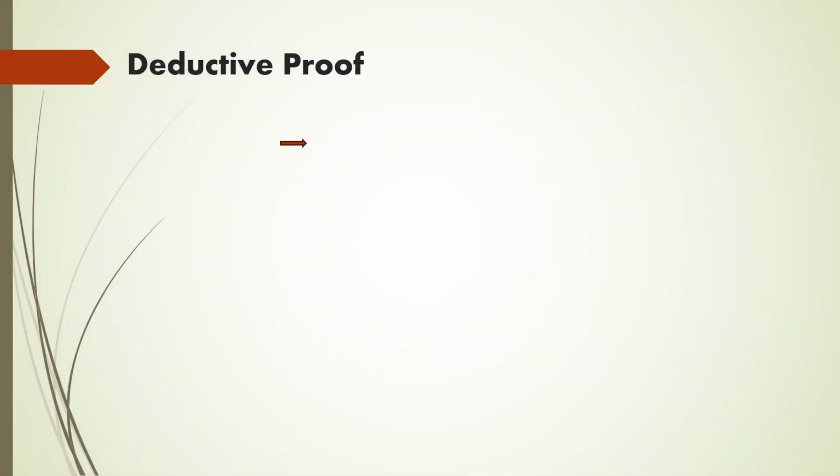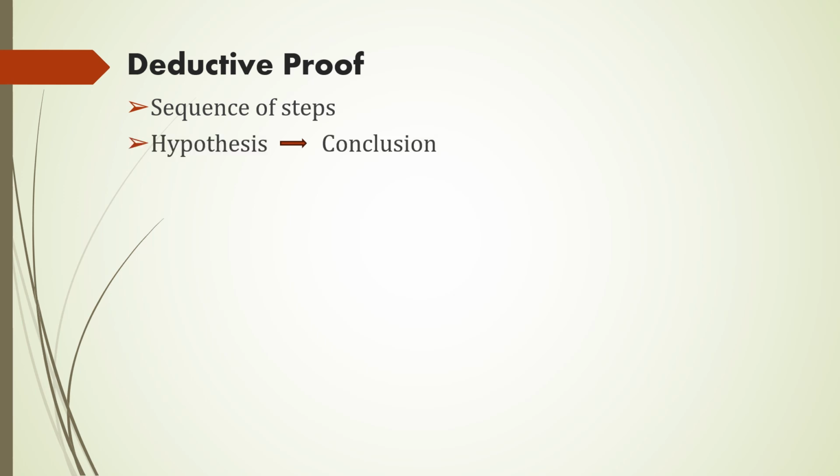In a deductive proof, you have a sequence of steps. First, you will have a hypothesis. A hypothesis is a theorem which is not proved. Now we have a hypothesis and we need to bring it to a conclusion. So it is of the form: if something, then something. So, if hypothesis, then conclusion.